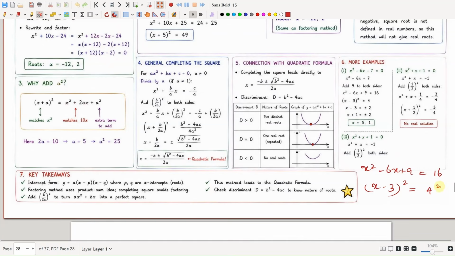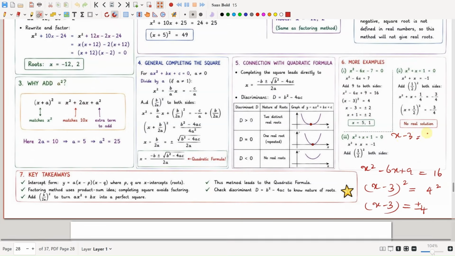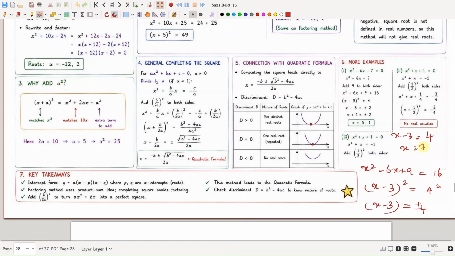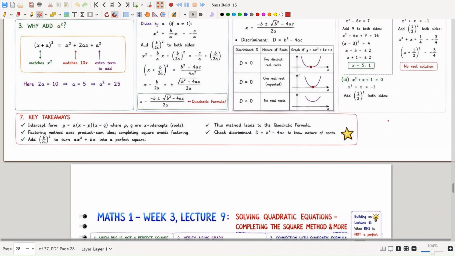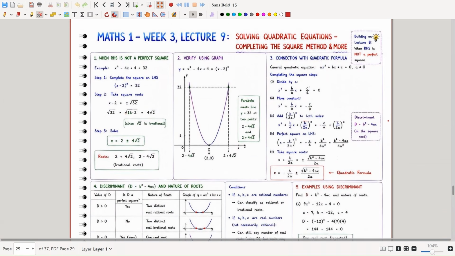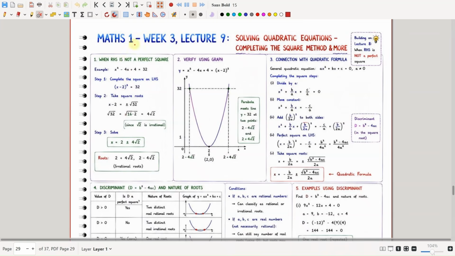So I am taking square root on both sides. I will be getting x minus 3 will be plus or minus 4. So x minus 3 is equal to plus 4 means I will get x is equal to 7, and x minus 3 is equal to minus 4 means I will get x is equal to minus 1. Okay, so the roots are x is equal to 7 and x is equal to minus 1.